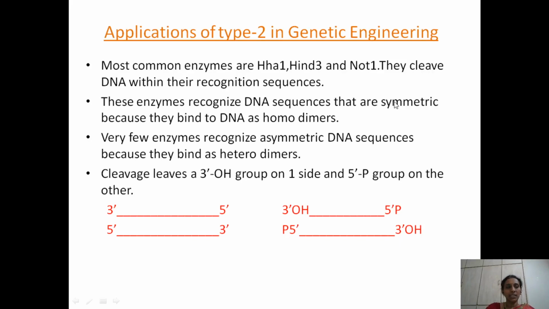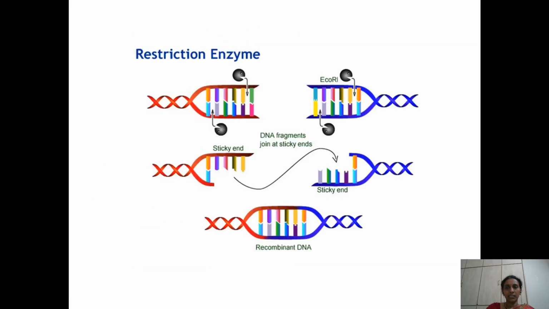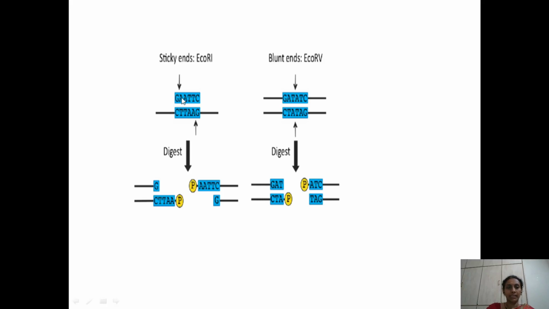So what are these symmetric DNA sequences? Symmetric DNA means DNA that is the same from both sides. For example, GAATTC is read like this, and from the opposite side when we read GAATTC, when read from opposite sides, they read the same, or they are identical.